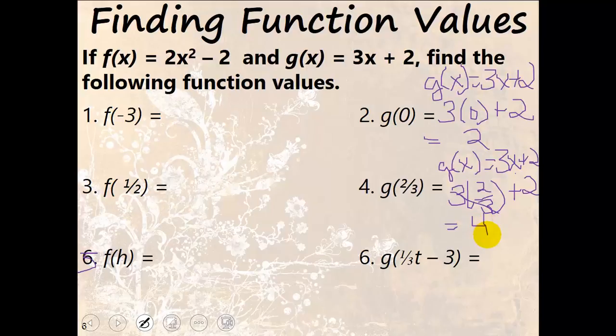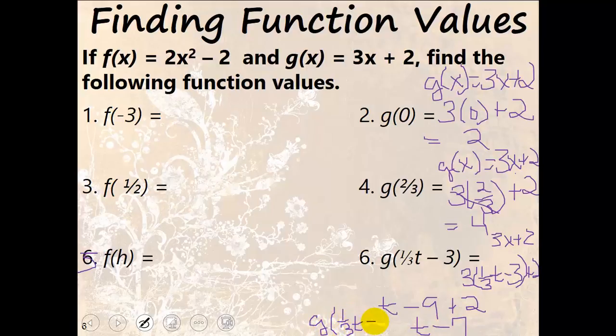Now, I can even plug in other letters. In a little while, we're going to learn that this is a composite function, but we're going to start practicing it now. So I'm going to plug in 1/3 t minus 3. Everywhere there's an x in 3x plus 2. Okay, so I'm going to get 3 times 1/3 t minus 3, and then plus 2. Then I'm going to distribute. So 3 times 1/3 is t. 3 times negative 3 is negative 9 plus 2. So I get t minus 7. G of 1/3 t minus 3 is equal to t minus 7.